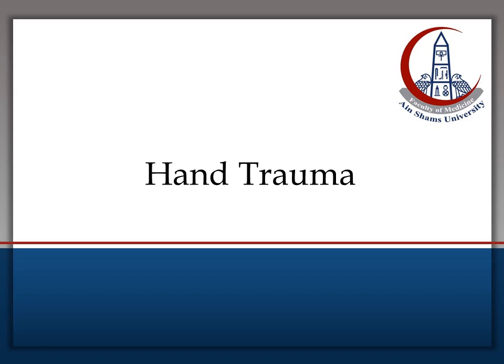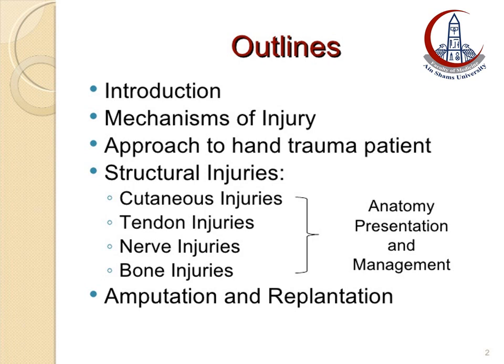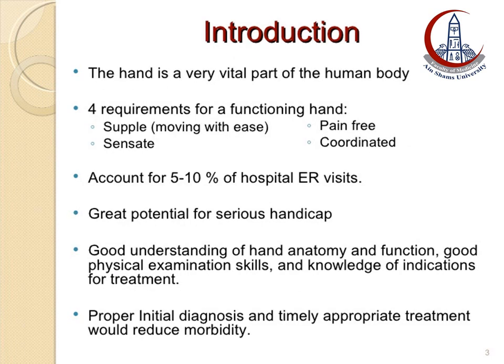Now we describe hand trauma, the different types of hand trauma. We have to know the different mechanisms of hand trauma and the approach to hand trauma patients. It is important to know that we have cutaneous injuries, tendon injuries, nerve injuries, and bone injuries. And finally, we will talk about amputation of parts and replantation.